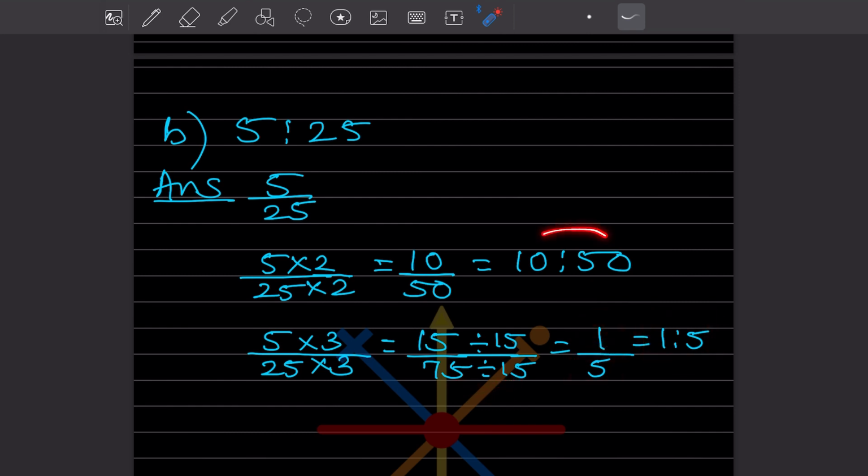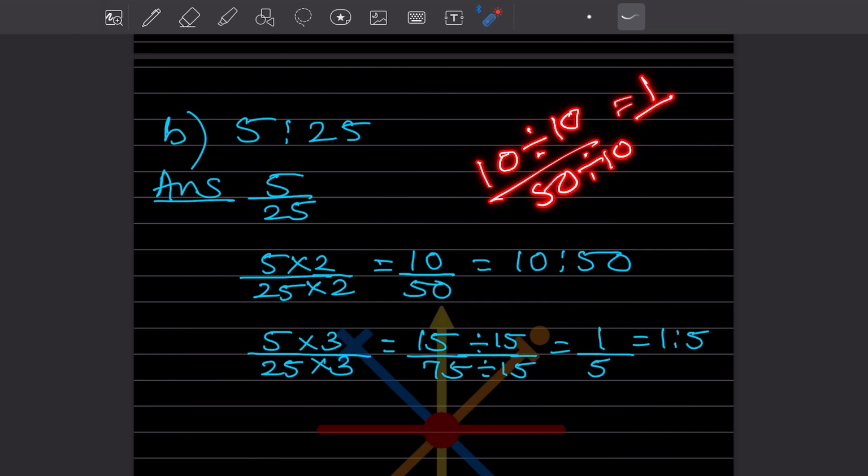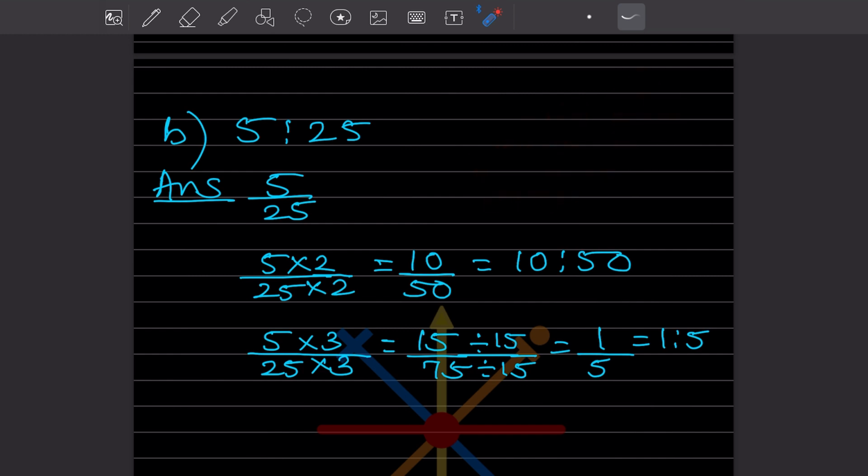And this also, if you want, you can do it as 10 divided by 50. 10 ones are 10, 10 fives are 50. If you don't know directly, both are the same as 1 by 5, and you can do it like this: 10 divided by 10, 50 divided by 10. So this is 1, and 10 fives are 50. Anyways, you can do it.